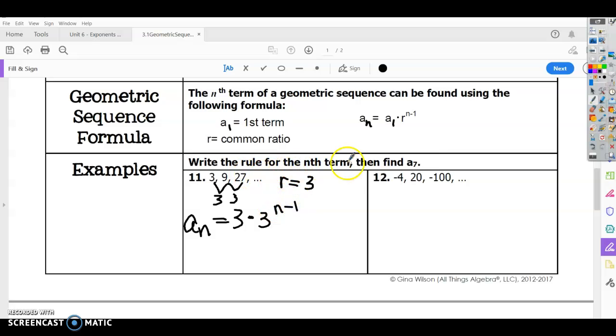And if we want to do that for the 7th term, instead of writing a subscript n, we just write a subscript 7 because that's the term we're looking for. We're still going to use the first term times our common ratio raised to the n, and n in this case is 7 minus 1. Okay, so we are going to solve these, but right now it just wants you to write a rule, which means write an equation.